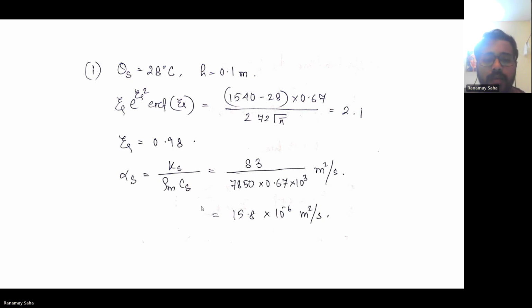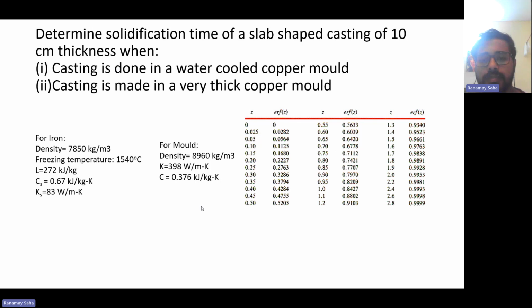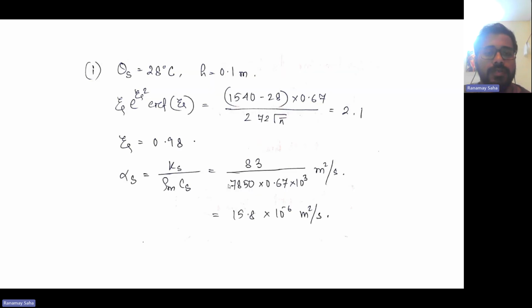Okay. Now in the problems or in the examinations, probably you don't need to start trying out all these combinations. You'll be given a range. Suppose you'll be told that the xi varies from 0.2 to 0.3, or 0.2 to 0.4. You have to try out these few combinations to see which xi value fits into this equation. Okay. So from that you find out xi as 0.98, and then accordingly you find alpha as k by rho c.